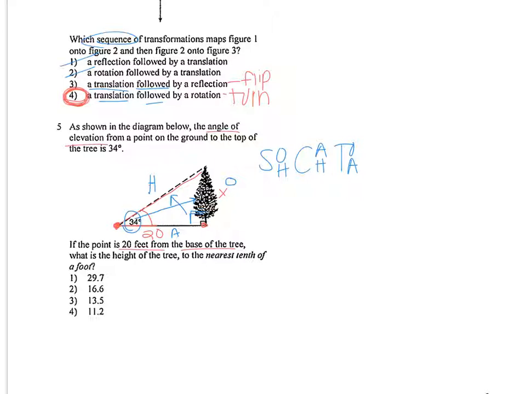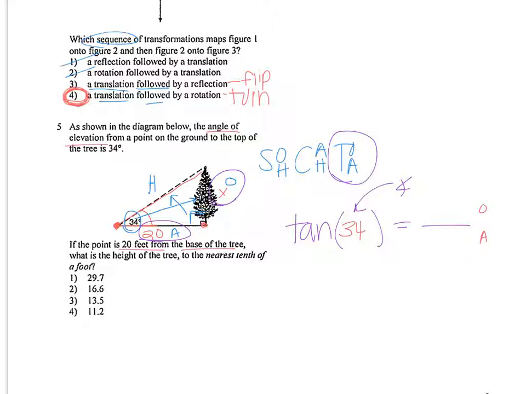So when I'm looking at this, I have X representing O and 20 representing A. O and A tell me to use tangent. So I have tangent of something equals a fraction. The angle always goes inside the parentheses. So in this case, it's 34. And then tangent tells me that we should have opposite over adjacent. SOHCAHTOA. So in this case, our opposite side is X, and 20 is the adjacent.